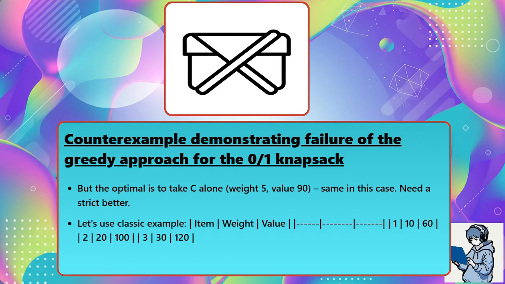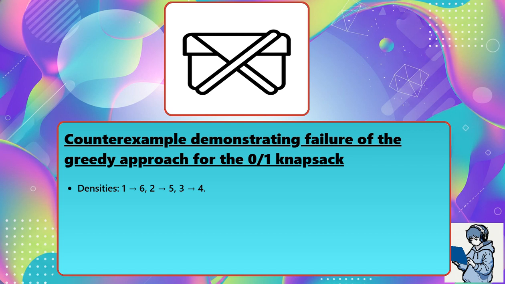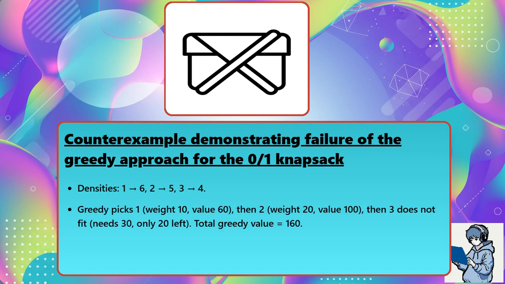Let us use the classic example. Item 1 weight 10 value 60. Item 2 weight 20 value 100. Item 3 weight 30 value 120. Capacity equals 50. Densities: item 1 is 6, item 2 is 5, item 3 is 4. Greedy picks item 1, weight 10 value 60, then item 2, weight 20 value 100, then item 3 does not fit, needs 30, only 20 left. Total greedy value equals 160.